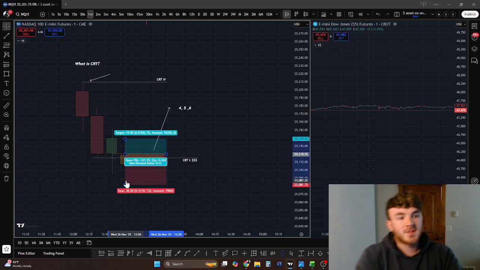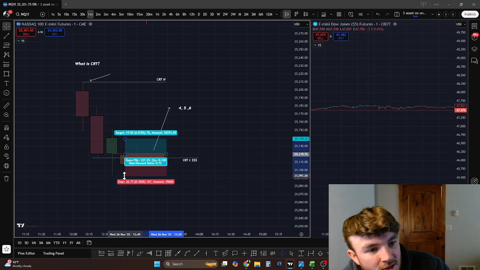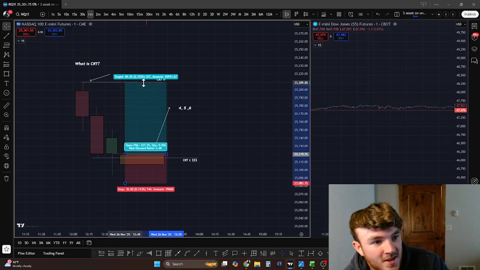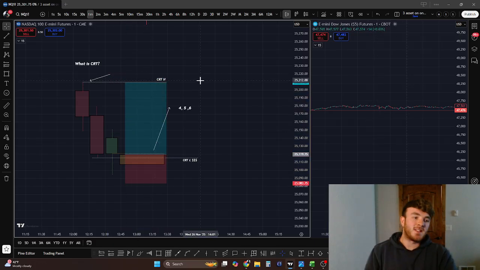And then I like to put my stop loss a little bit below this candle wick, because sometimes the market will still sweep that initial candle wick, and then you target that CRT high, and usually it's going to be in the ballpark of like 2 to 4R.